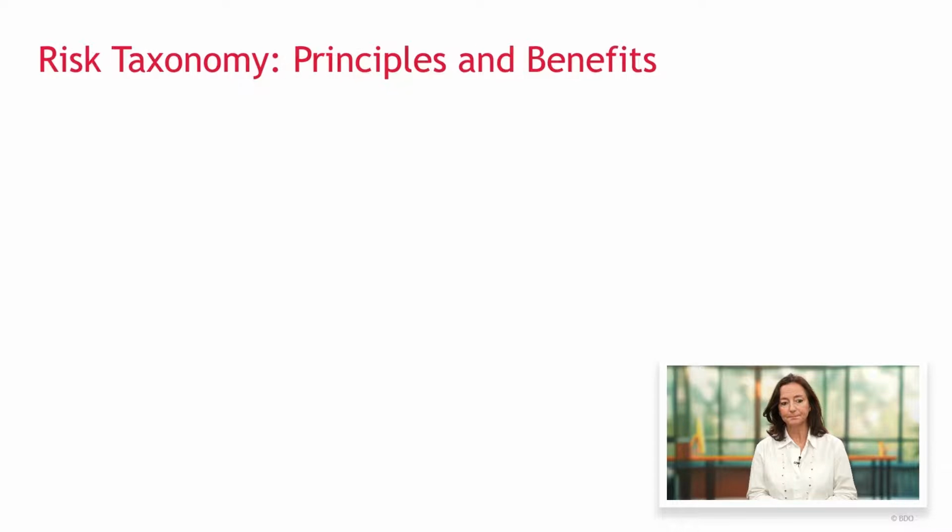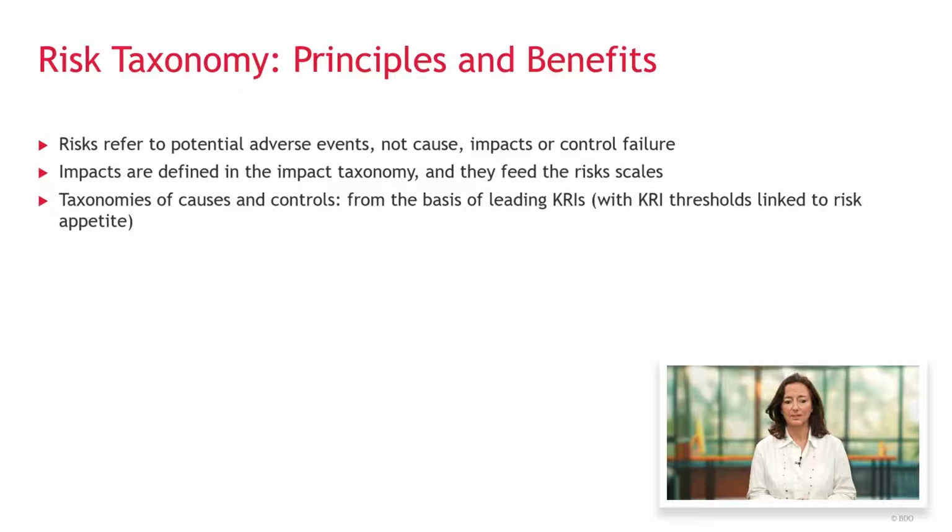Now, more specifically, what are the principles and benefits of having a clear taxonomy in the business? Well, you want your risk categories to refer to potential adverse events and not mix the causes of non-financial risk, its impact, or, even more common, refer to control failures. Impacts are obviously defined in your impact taxonomies, and they feed the risk scale. So there is a one-to-one relation between your categories of impacts and the evaluation in your risk and control self-assessment matrix.